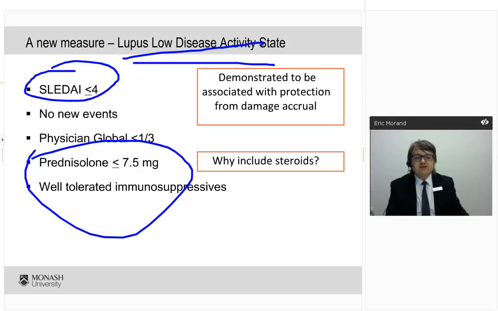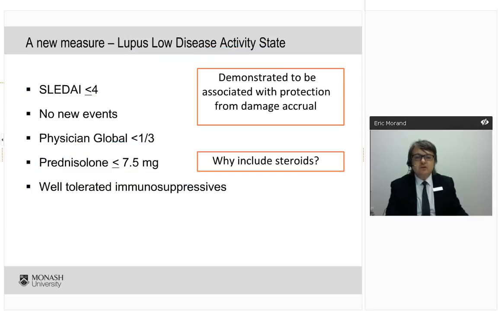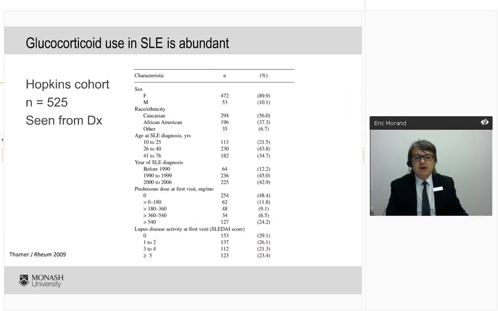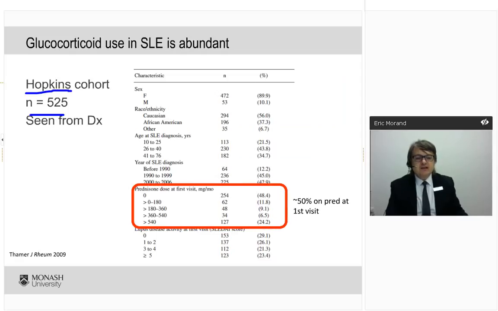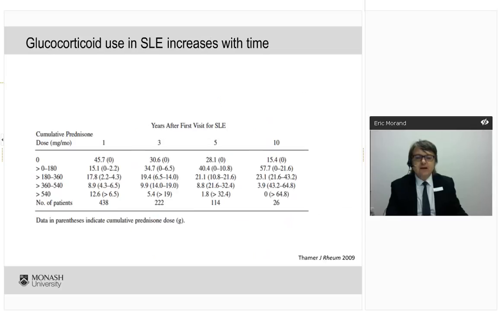Why do we include in this definition of low disease activity the dose of steroids? Why don't we just talk about the disease activity itself? Well, steroids are used in a lot of patients with lupus. As this slide shows from the Johns Hopkins Hospital in Baltimore, a very large study of 525 patients. I'll just hone in on this particular part of the graph. They looked at patients on their very first visit to the clinic, and 50% of patients were taking steroids at the first time they arrived in the clinic. Now that is a lot of patients taking steroids.